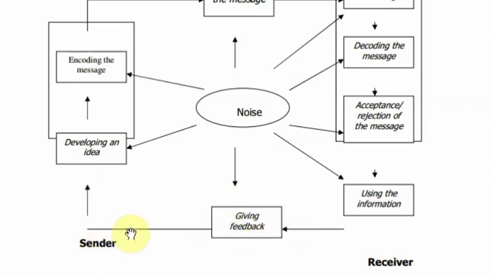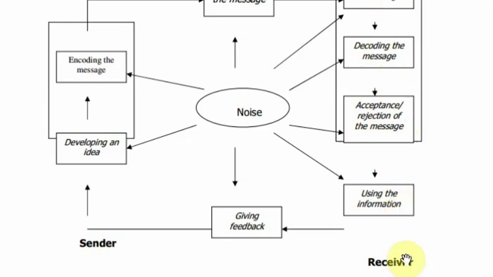So let us look at it in a detailed manner. The sender has an idea. This is the impulse or source. He develops an idea, then encodes the message, transmits the message, and then comes reception of the message. Here what happens is decoding the message and acceptance or rejection of the message.